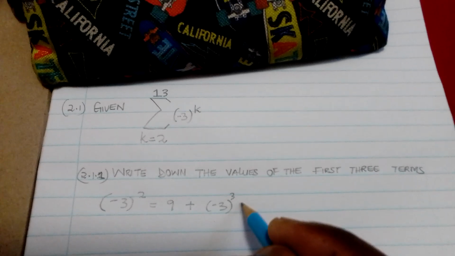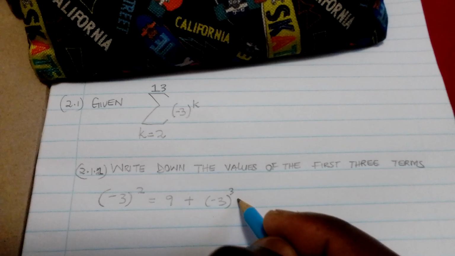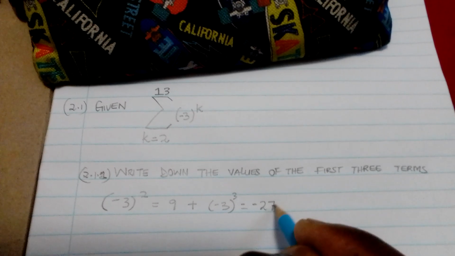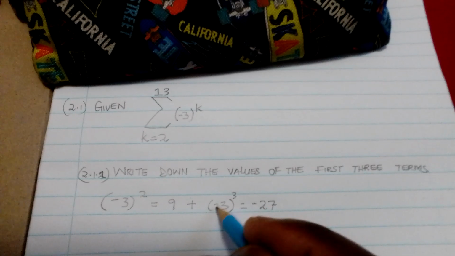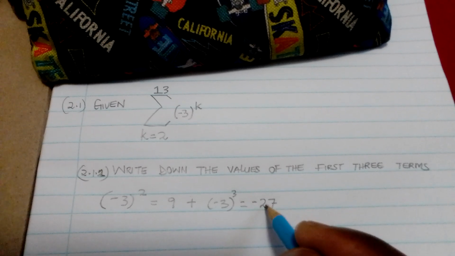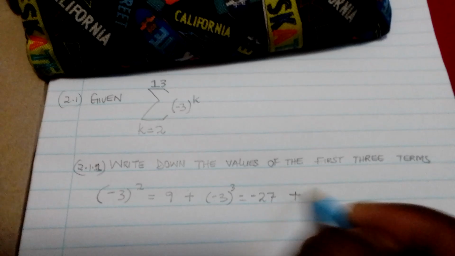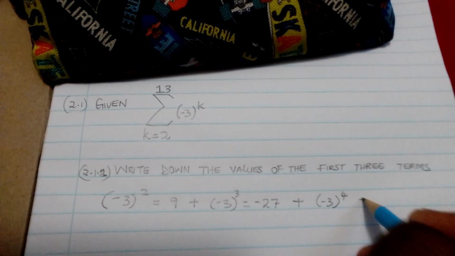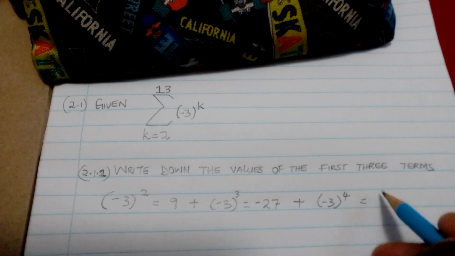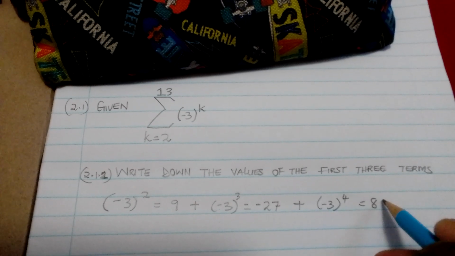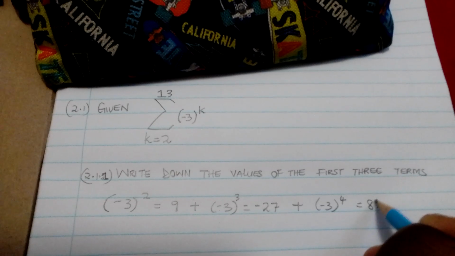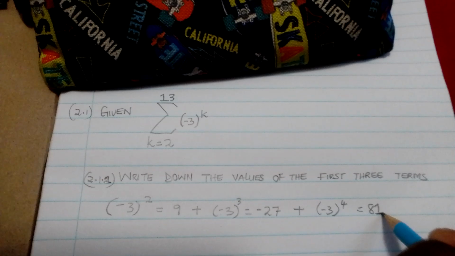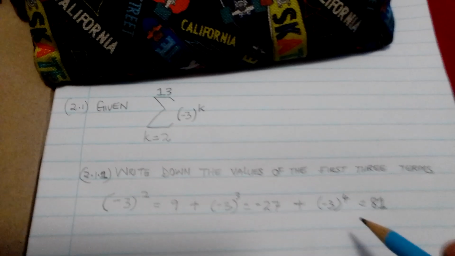So we know that 3 cubed is 27, but in this case, negative times negative gives us a negative, plus lastly, 4, that's 81, positive 81, right? Because when you raise a sign to an even exponent, it'll always be positive, right?